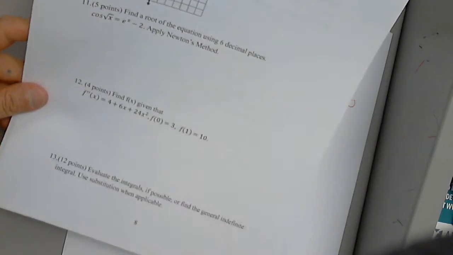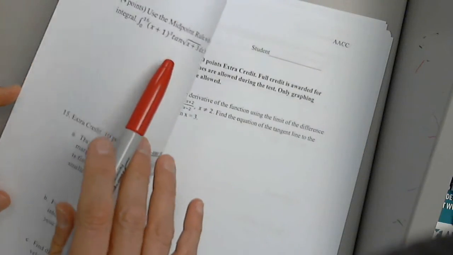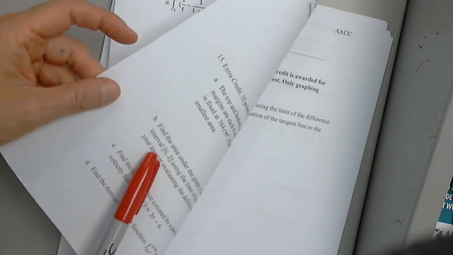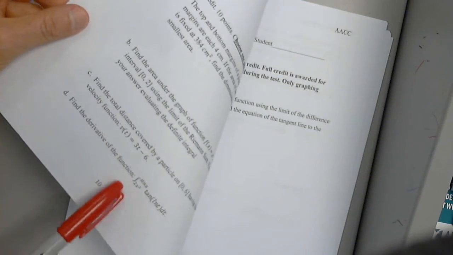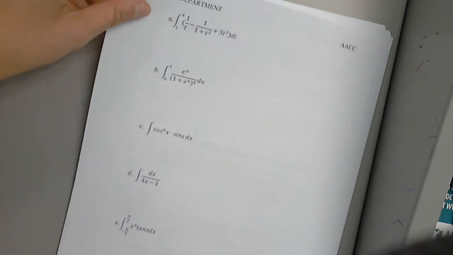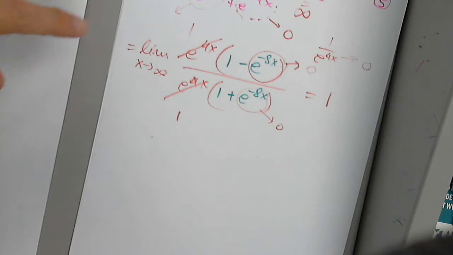So look at 12, 13, and you choose. 12, 13, integrals, the midpoint rule on 14, and Riemann sum, part B, the total distance, part C, and the derivative of the function, part D. So please choose the next problem. Anything you want. 12?